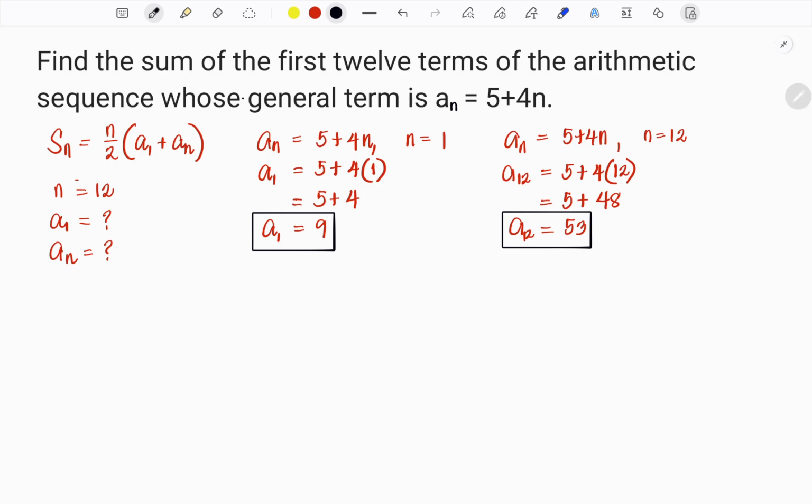Now after getting a sub 1 and a sub 12, let's substitute this in the formula S sub n equals n over 2 times the quantity a sub 1 plus a sub n. So in this case, our n is equal to 12, our a sub 1 is equal to 9, and our a sub n, or a sub 12, is equal to 53.